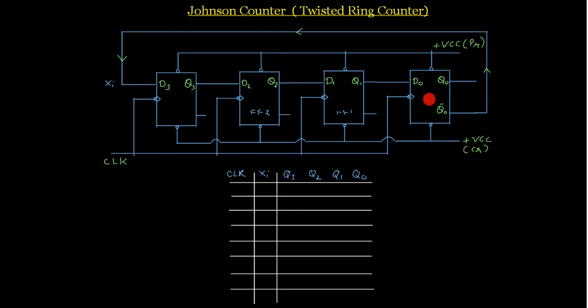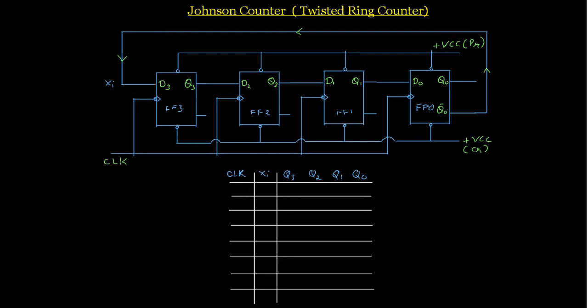If you look at this, the output of this third flip-flop, this is my flip-flop number 3, is connected to the input of the second flip-flop. Output of the second flip-flop is connected to the input of the first flip-flop, and the output of the first flip-flop is connected to flip-flop number 0. And whatever the complement is there, that is Q0 bar, is connected at the input of flip-flop number 3.